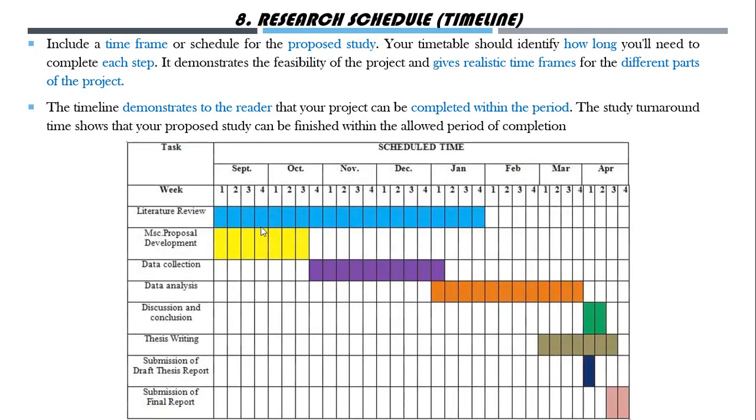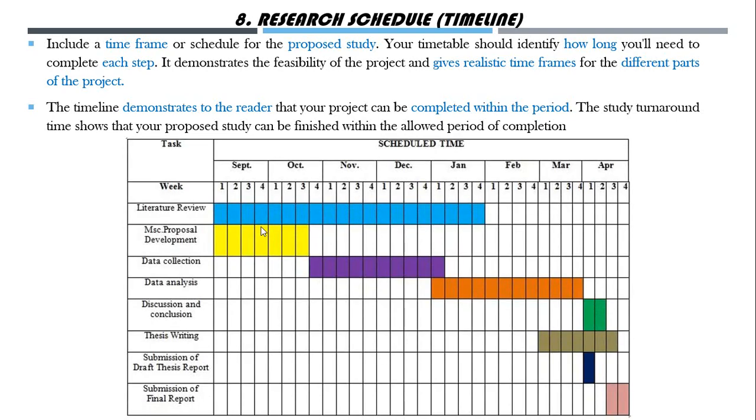This is an example which shows how different tasks can be accomplished in different periods. For example, here we have different tasks: the literature review, the proposal development, the data collection, data analysis, and so on, and the final submission of the report, and the respective months and weeks in which each task will be conducted.